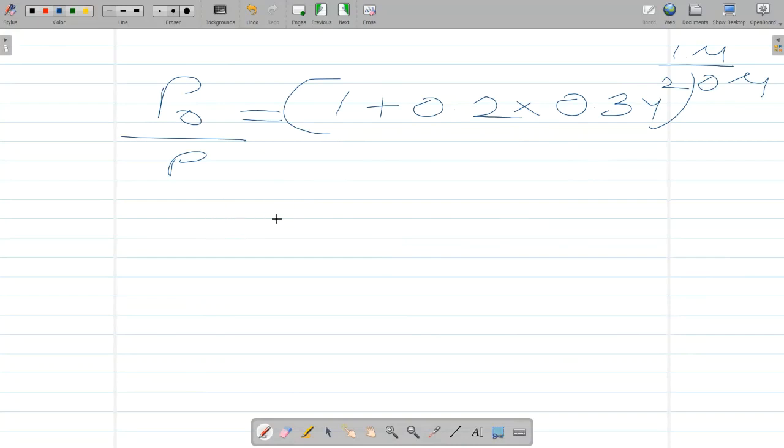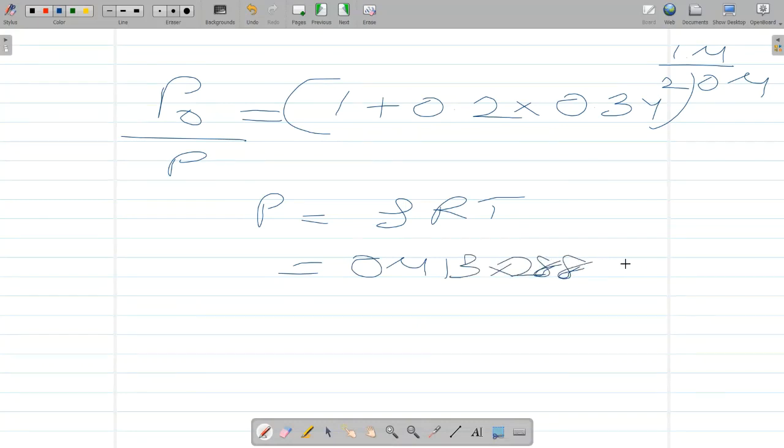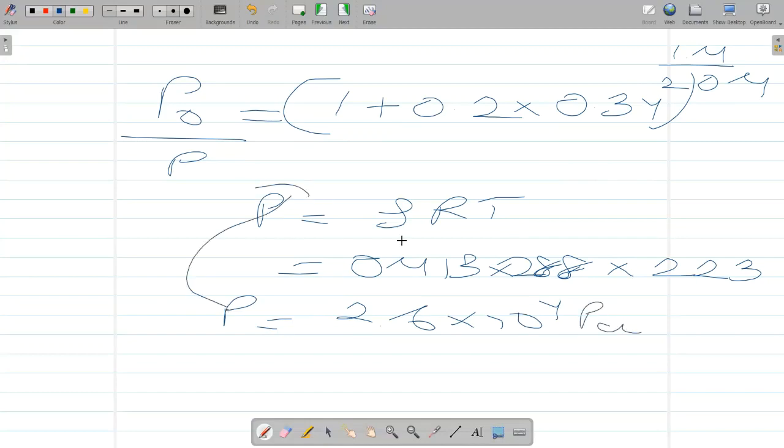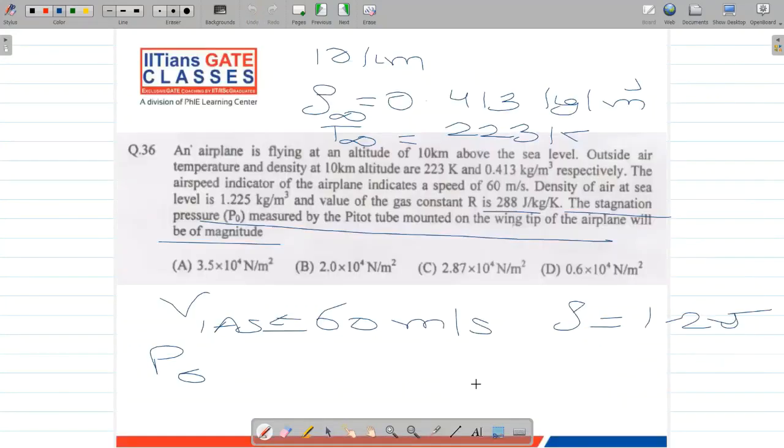And P is something which we can calculate from the ideal gas law. P equal to rho R T. Rho at that altitude is 0.413. R is 288 joule per kg Kelvin, and T is 223. So your P is around 2.6 10 power 4 Pascal. And then if you substitute this P in this expression, your P naught would turn out to be around 2.8 10 power 4 Pascal, which is in the given question, option C.